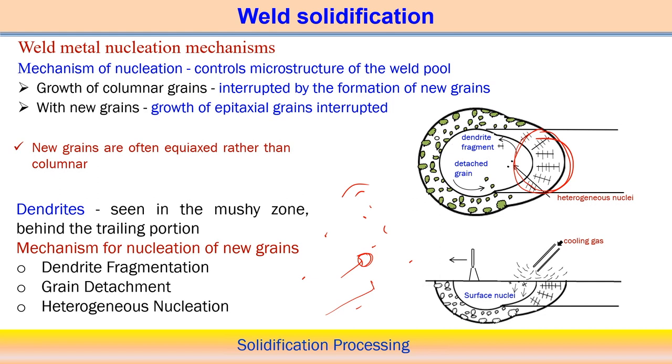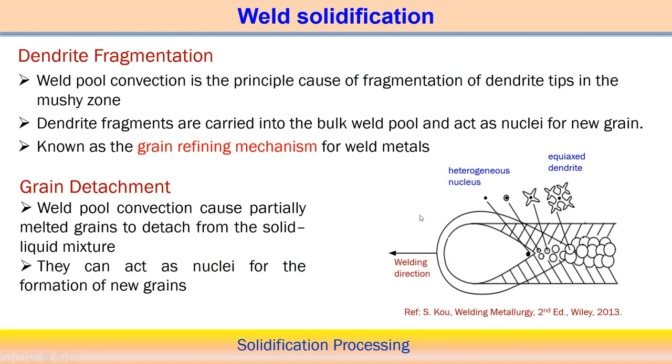Apart from this, there is grain detachment, which is another mechanism we can observe. In grain detachment, partially melted grains are detached, and that also acts as a site for the heterogeneous nucleation process. And heterogeneous nucleation itself is the mechanism that you observe in case of weld solidification. We will try to explain these three.